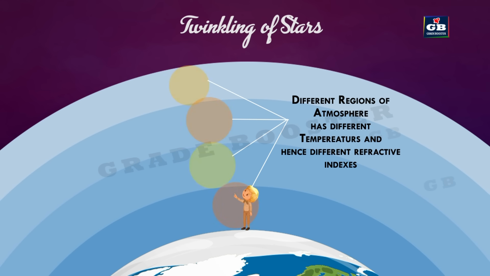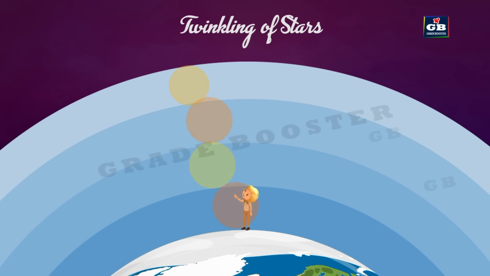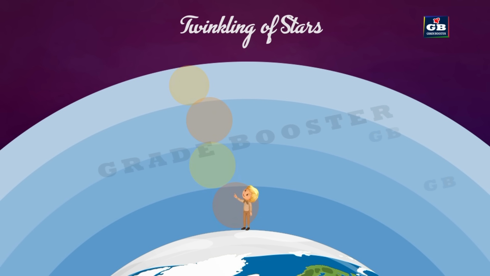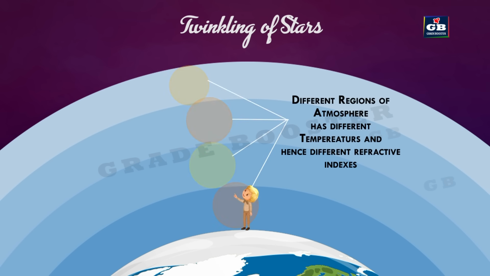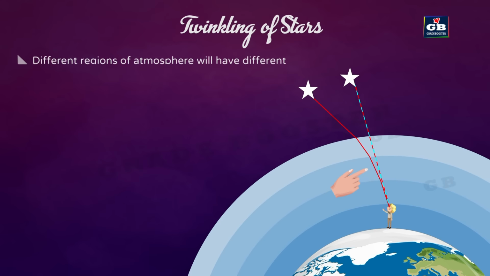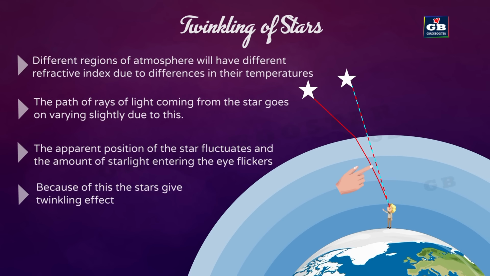So the path of rays of light coming from the star goes on varying slightly. That means it is not passing in a straight line. Its direction slightly changes because of the changes in the atmosphere. Certain parts of the atmosphere may be cold, certain parts may be hot. And even the densities of the atmosphere may vary. So because of this, the light ray changes its direction slightly. So the apparent position of the star fluctuates, because of the differences in the temperature of the atmosphere.